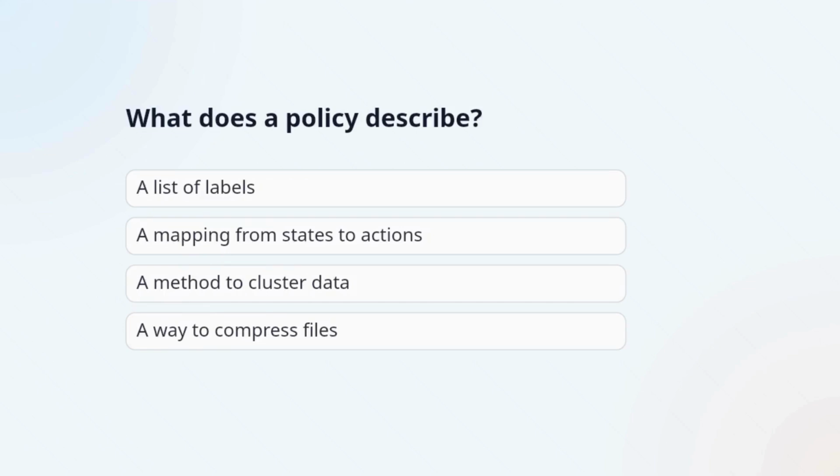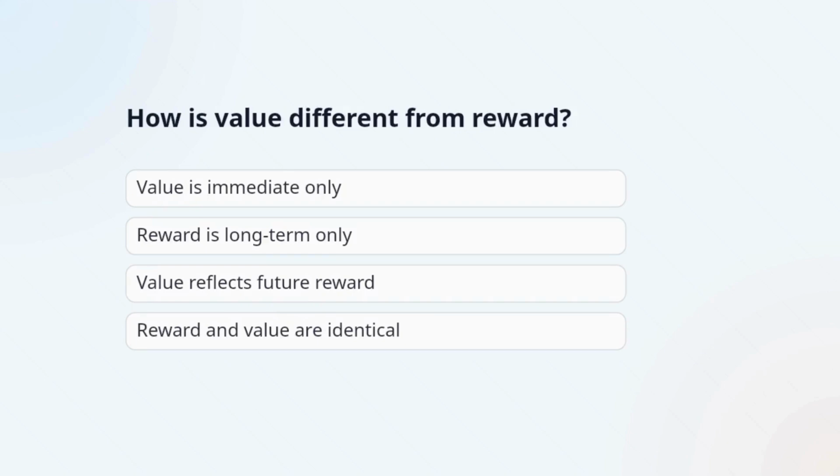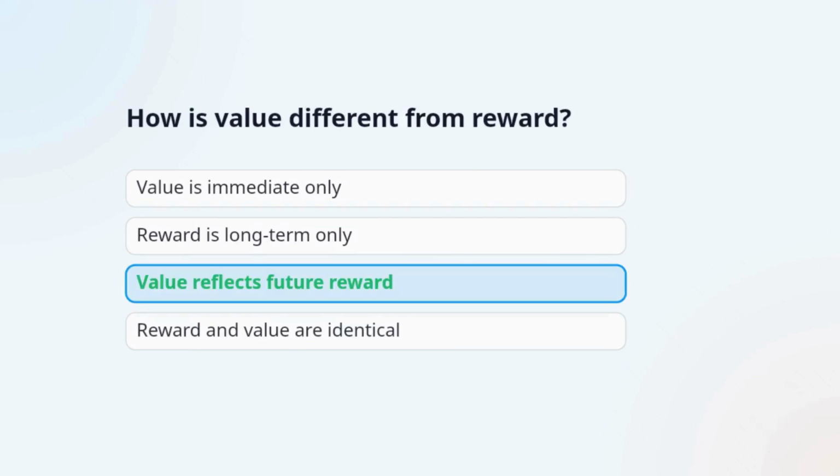Question 2. What does a policy describe? The correct answer is a mapping from states to actions. A policy defines how the agent behaves in each state by choosing actions. Question 3. How is value different from reward? The correct answer is value reflects future reward. Reward is immediate feedback, while value estimates the long-term reward from a state.